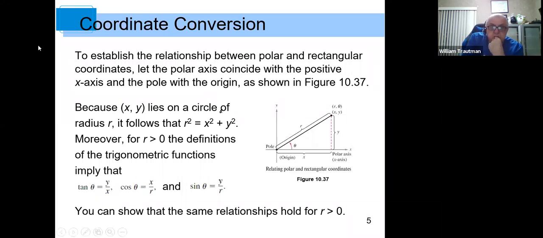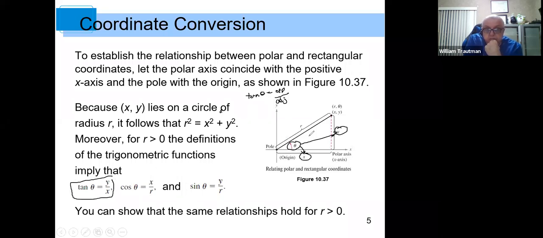Some trig functions that we need to just refresh ourselves with. If we call this theta, the tangent of theta, remember from trig, is opposite over adjacent. So tangent of theta is opposite y over adjacent x. Tangent theta is y over x.